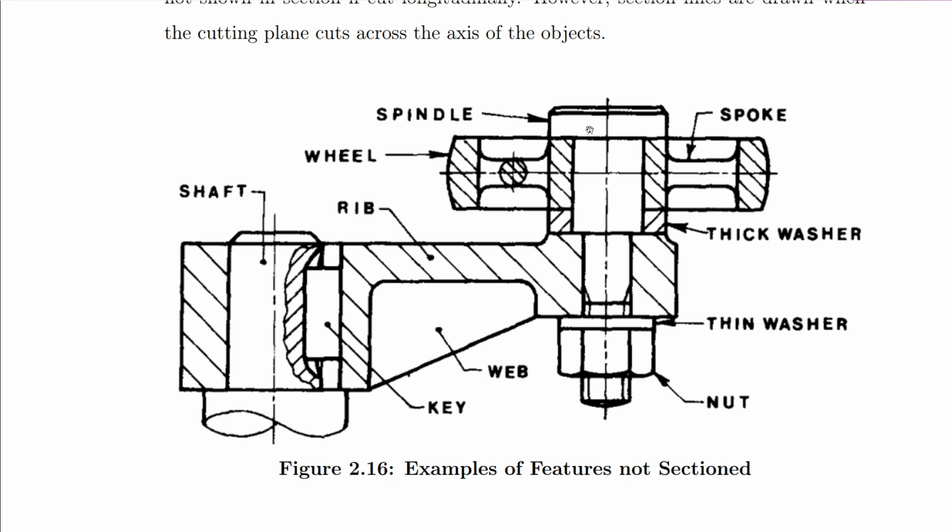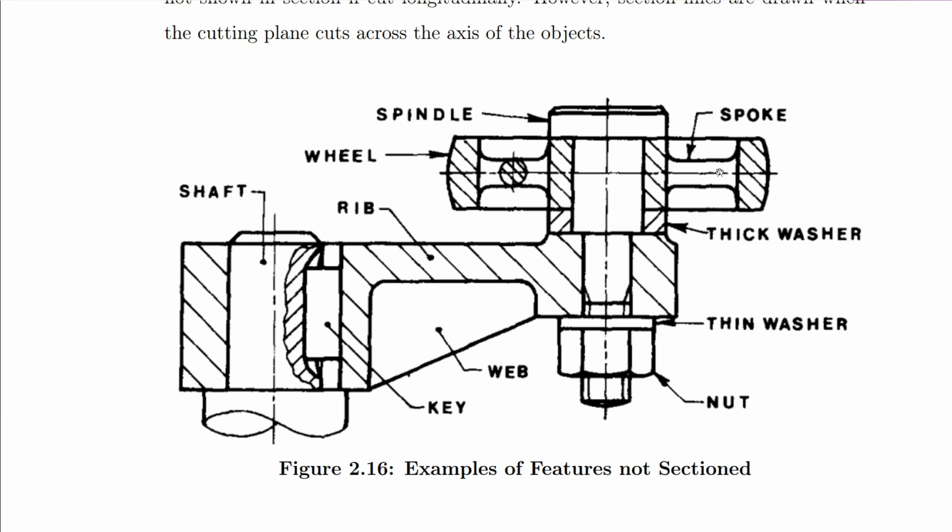Spindle. Let's look at this spindle here, not sectioned. There's a nut here, not sectioned. This is a thin washer, not sectioned. Thick washer. If you look at the thick washer, we've cut across it, so we have sectioned it. Then we have here spokes. So this spoke here, no section for that.